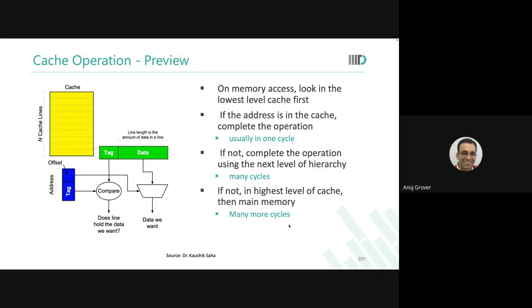When it comes to a processor for which you actually create a cache hierarchy, then the memory that is closest to the processor, all of its contents have to be available in the next level, and all of those contents have to be available in the further levels also. They may not be coherent at all times.